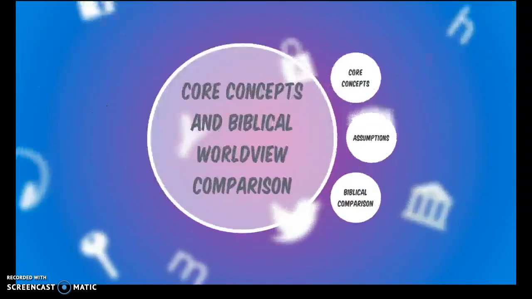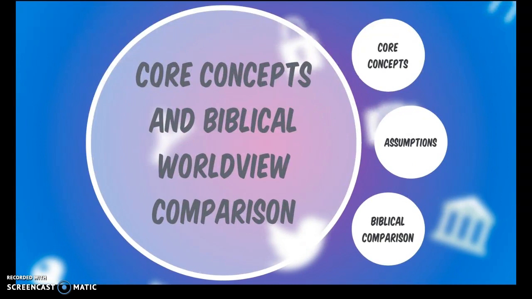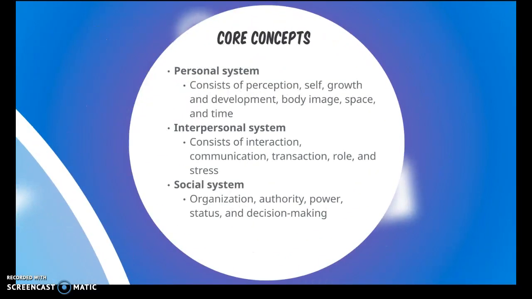And now I'm going to talk about the core concepts in the theory of goal attainment, as well as a comparison with the biblical worldview. So in terms of core concepts, she talks about the relationships between personal system, interpersonal system, and social system. These things all contribute to the development of goals on the individual basis.